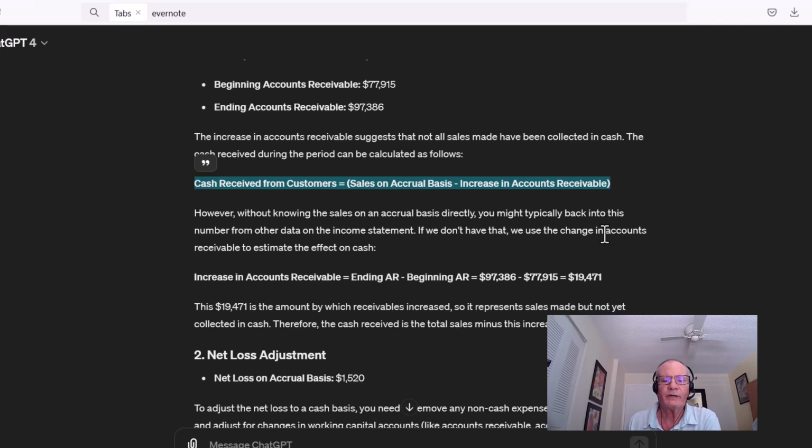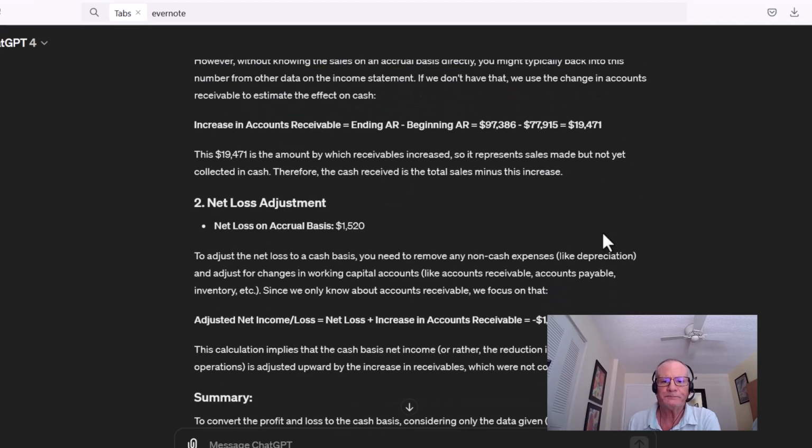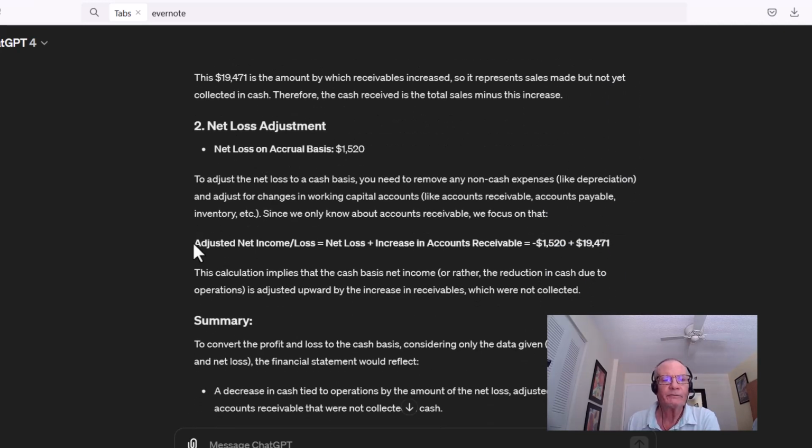However, once they start throwing numbers around, here is where they plug it all together, and they say your adjusted net income or loss, in other words, the cash basis income that we're looking for, is equal to the accrual basis loss plus the increase in accounts receivable. Well, up above, they just told us that it was the net loss minus the increase in accounts receivable. So they're giving us contradictory information. And I happen to know that this is not correct. This example they gave us is not correct.